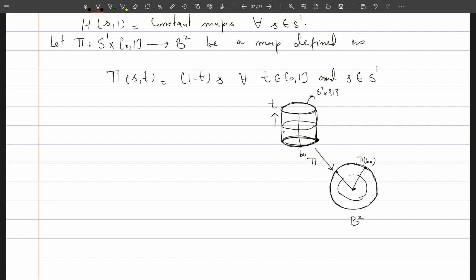So one can note this pi is continuous. It is also closed and surjective. The surjectivity of this map is visible from this diagram over here. It is also closed because the domain is compact and the codomain is Hausdorff. So hence it's a quotient map.